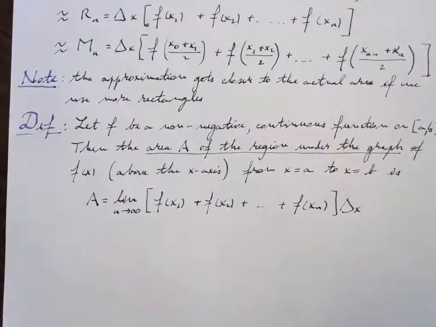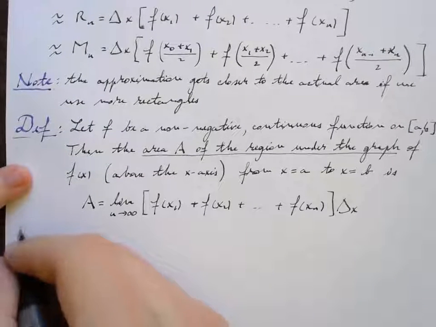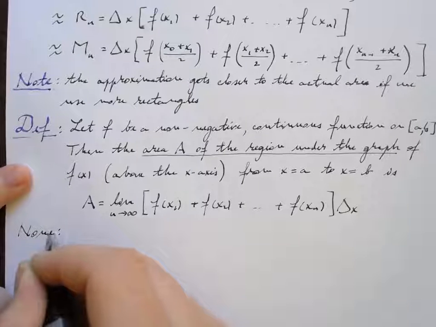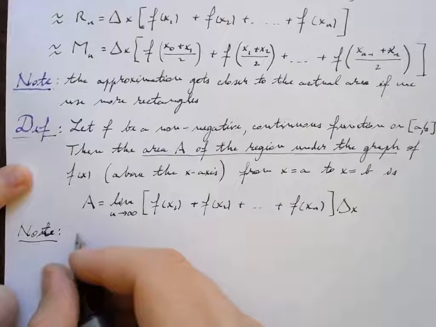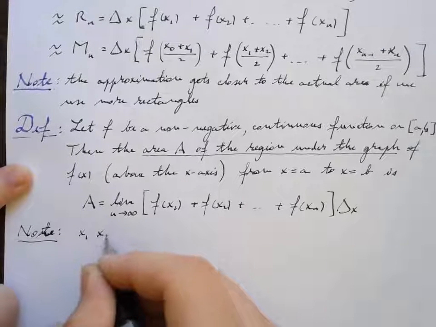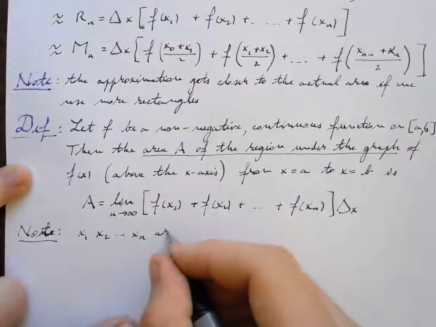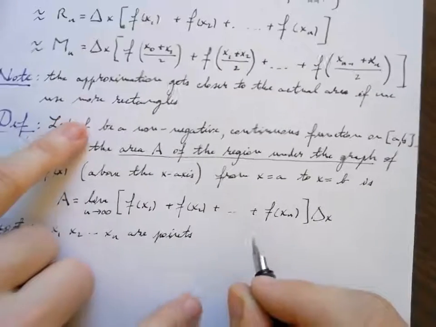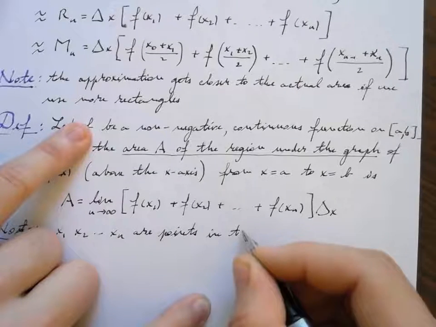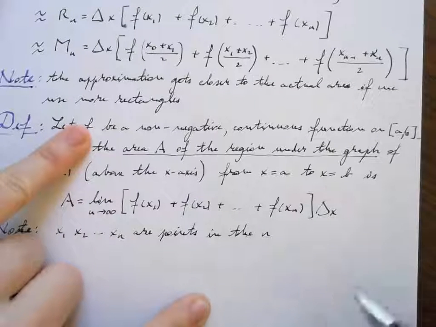And these x1, x2 are not necessarily right endpoints. So one thing to note is that this x1, x2 all the way up to xn are points in the subintervals. So x1 is from the first subinterval, x2 is from the second subinterval.